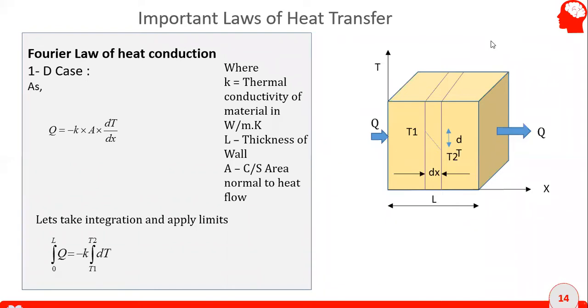Have you completed? Yes, sir. If you have completed, then very good. I also drew the diagrams. Okay, please come on the whiteboard.